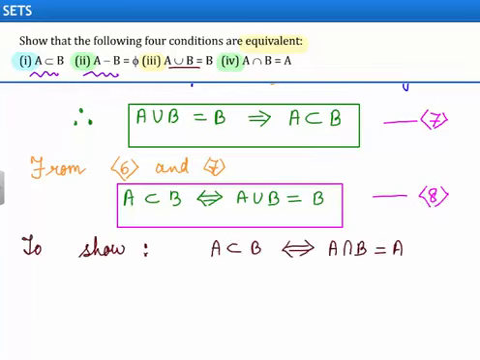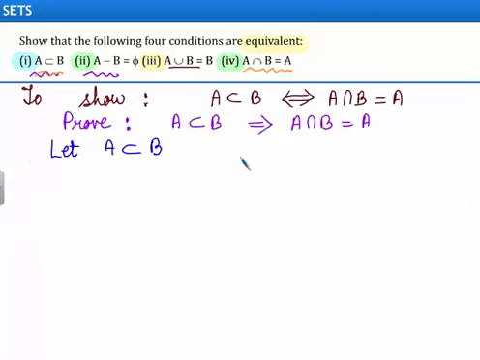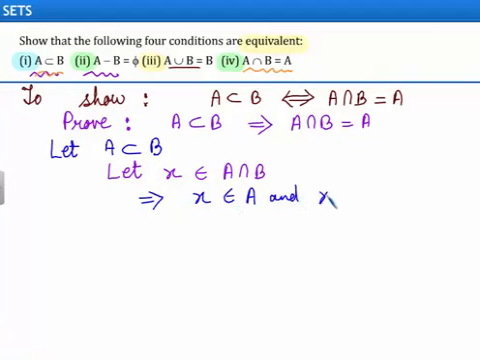Now finally, we have to show that A is a subset of B implies and is implied by A intersection B is equal to A. For that, first we have to prove that A is a subset of B implies A intersection B is equal to A. So let us assume that A is a subset of the set B. So let X belong to A intersection B. This implies X belongs to A and X belongs to B.